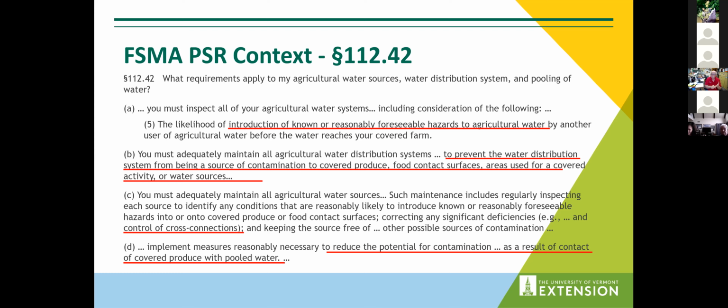You do need to do the annual inspection, as I said, when it goes into effect. And you'll have to have the water testing, of course.